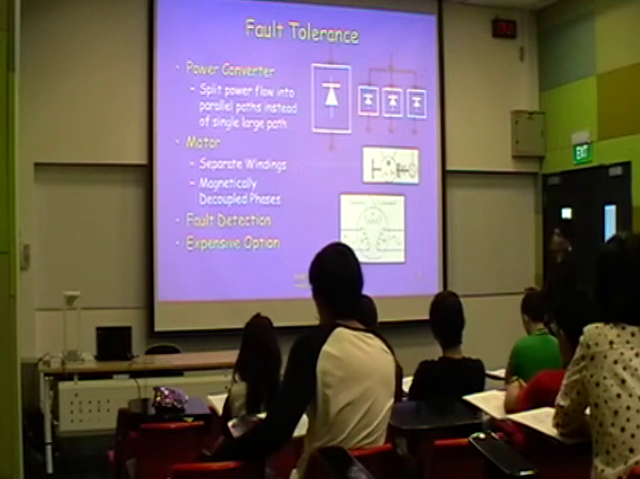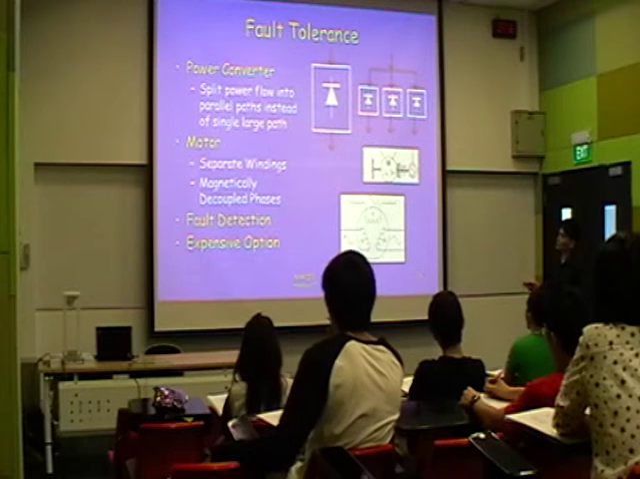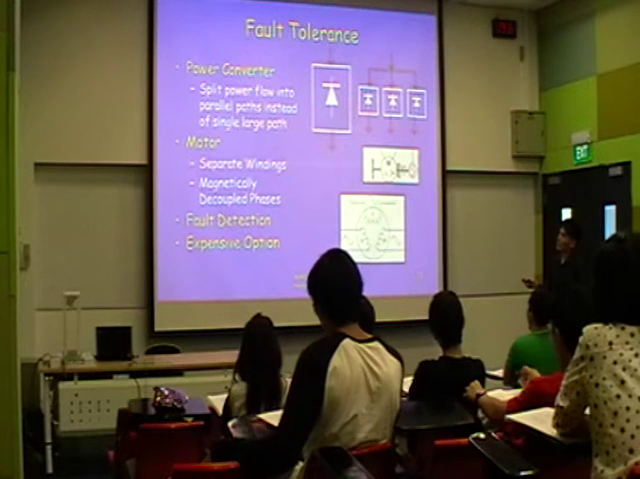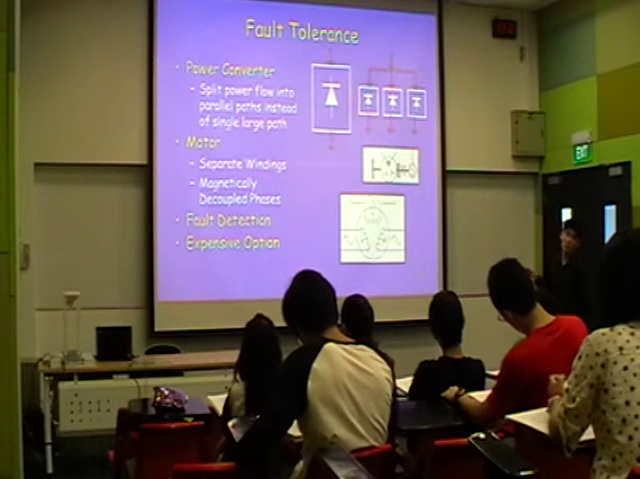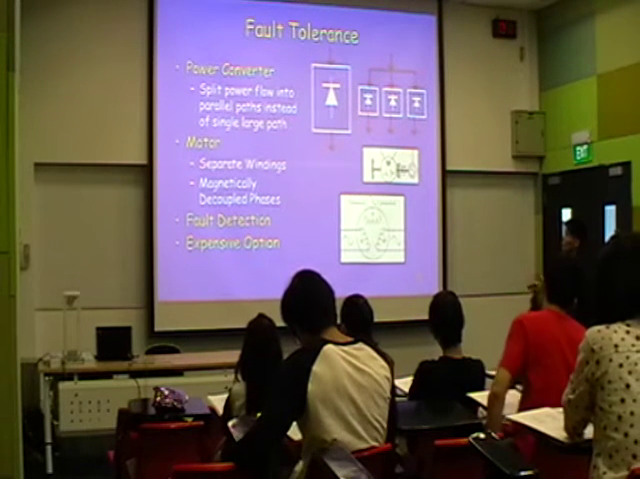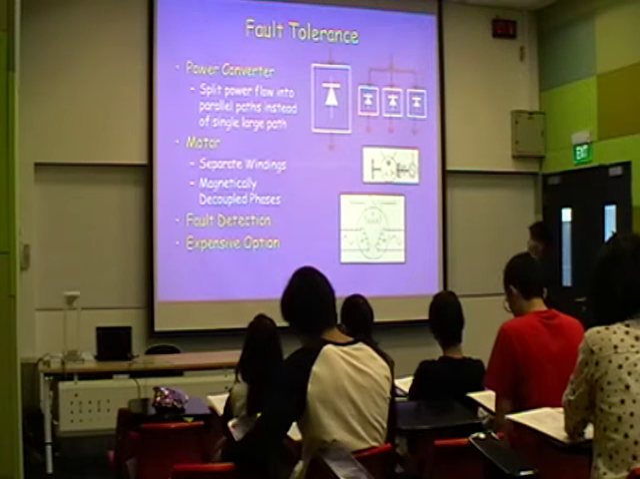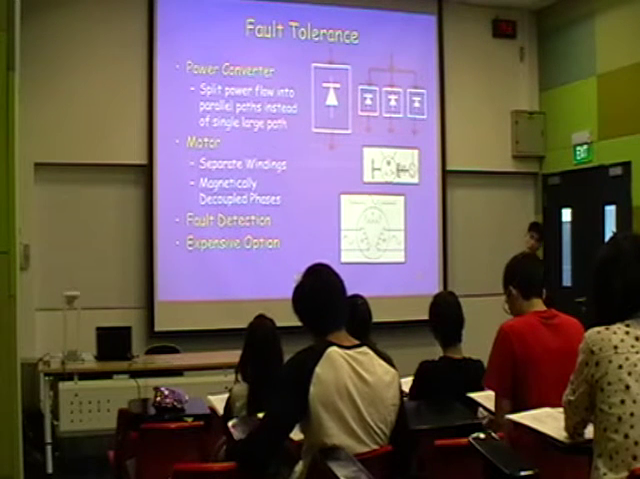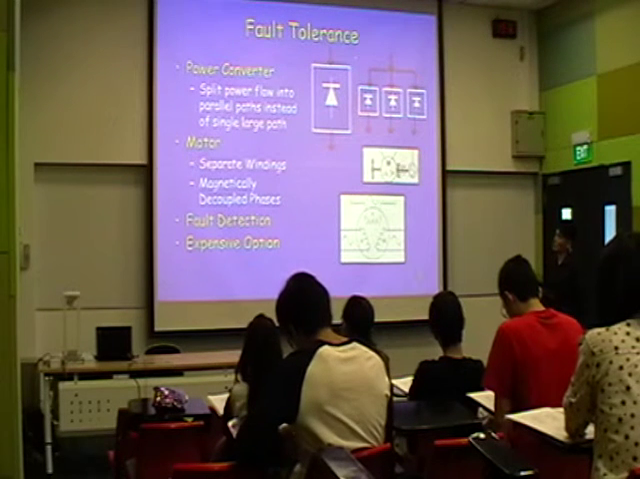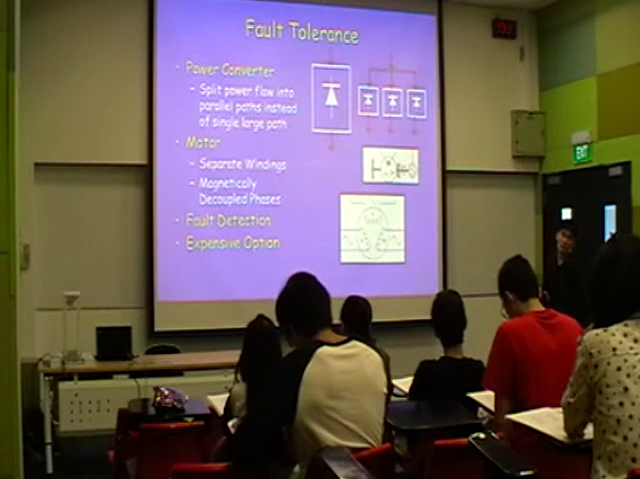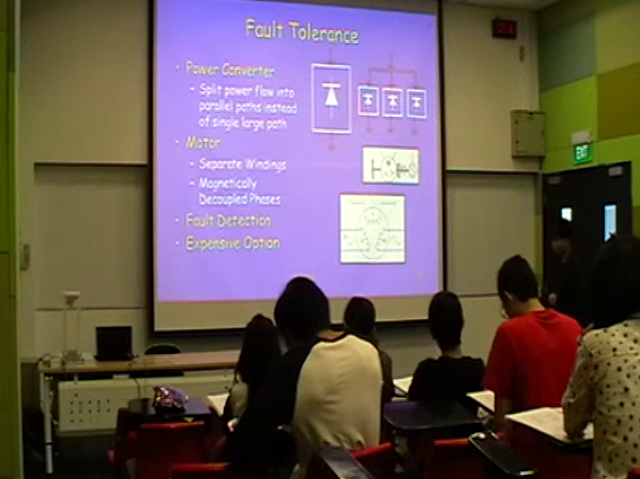You will see that some of the power converters are not just a single set. They come with some redundancy. This redundancy helps in case one of the power electronics is not working, so it gives you some tolerance to fault. Sometimes we use the terminology fault tolerance.